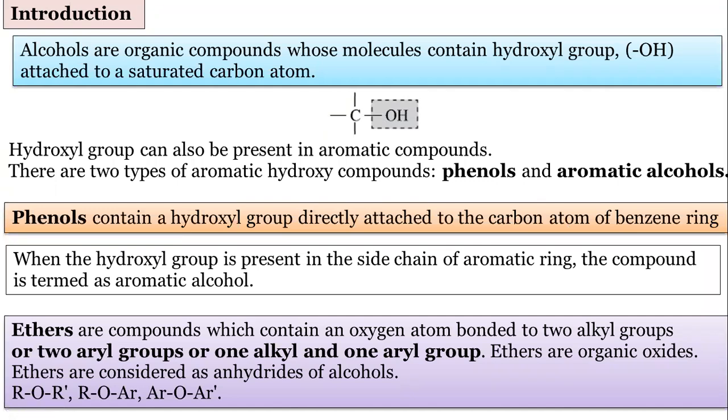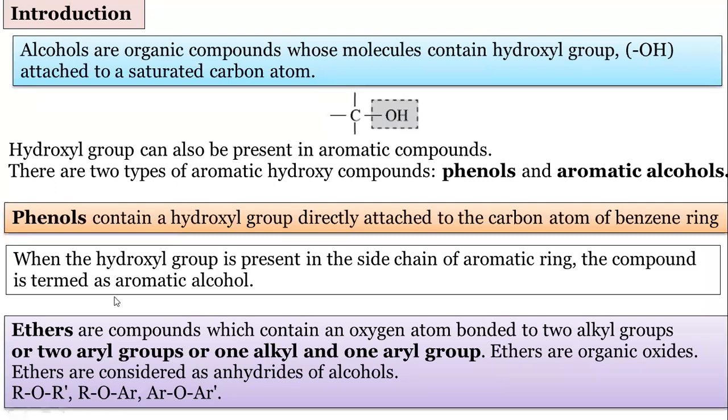In phenols, OH is attached directly to the benzene ring, and in case of alcohols, OH is attached to the carbon atom. It may be a carbon-carbon single bond, or it may be a carbon-carbon double bond. Depending upon the carbon-carbon single bond and double bond, again the classification of alcohols is done.